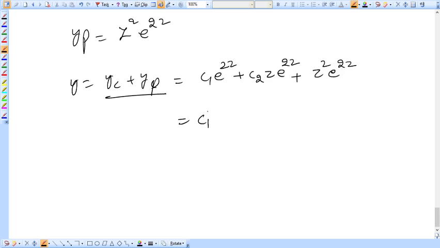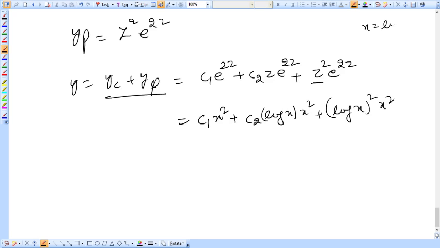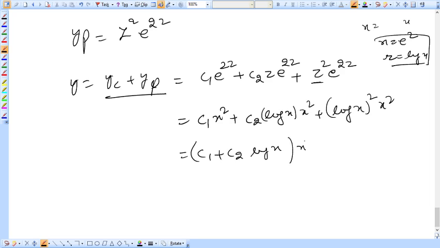c1 x square plus c2 log x into x square plus log x whole square into x square, because x is equal to e to the z, and z is equal to log x. In this way we get the solution: y equals c1 plus c2 log x plus (log x) whole square, all multiplied by x square.